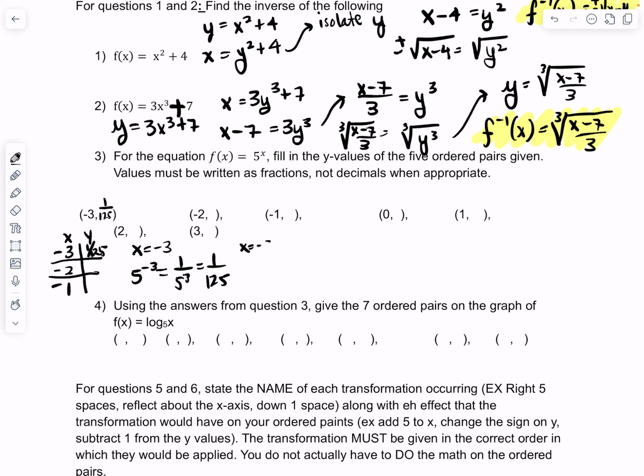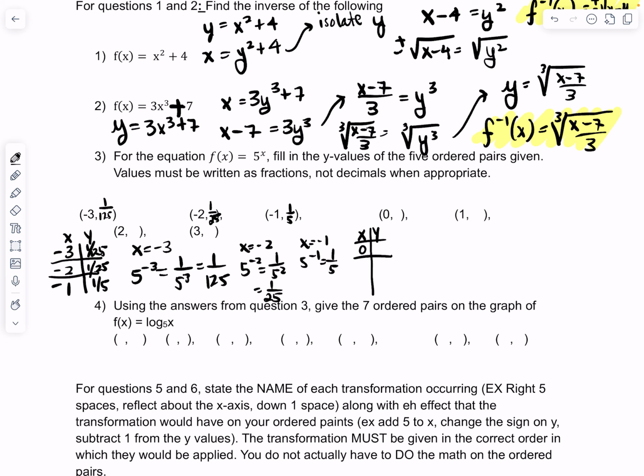X equals negative 2. 5 to the negative second, 1 over 5 squared equals 1 over 25. So negative 2 comma 1 over 25. X equals negative 1. 5 to the negative 1 equals 1 over 5 to the first, or 1/5. Okay, now I'm going to work on the rest of them.